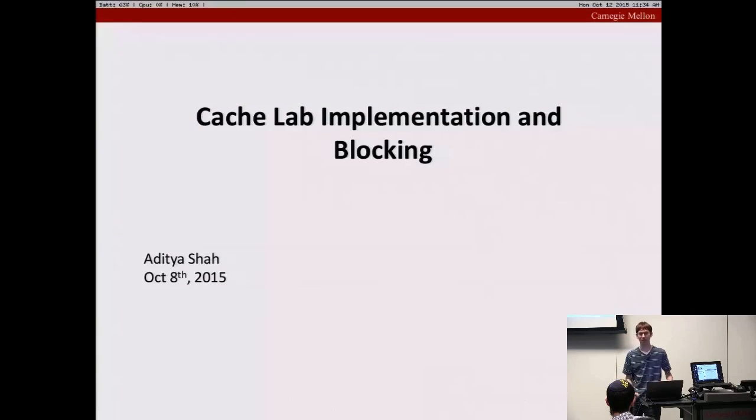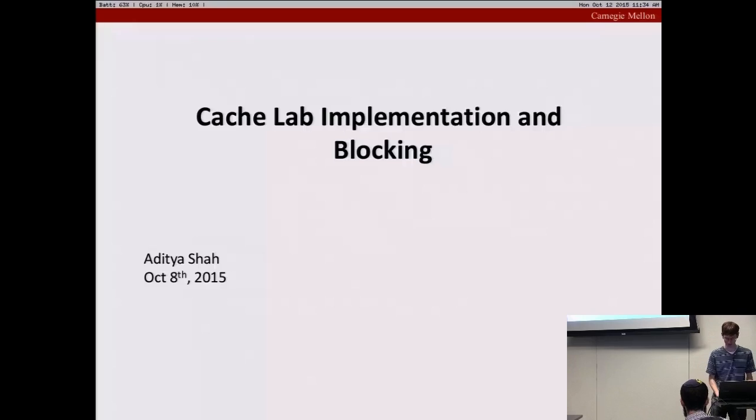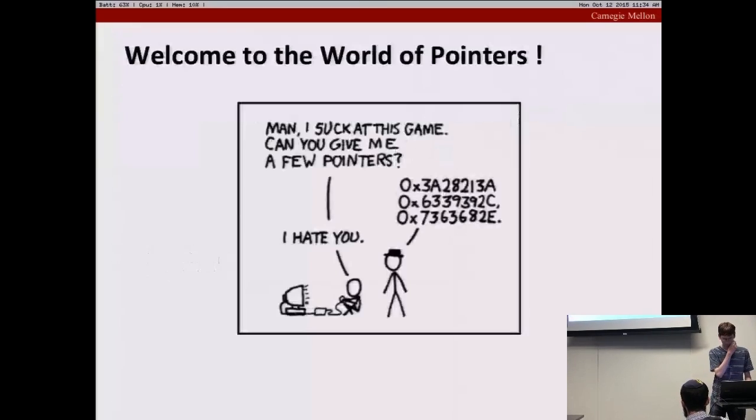Okay, so we're going to get started now. Today we're talking about cache lab and caches, unsurprisingly. So you're going to have to use some pointers now. Here's a nice little XKCD comic about pointers, if you haven't seen this one.